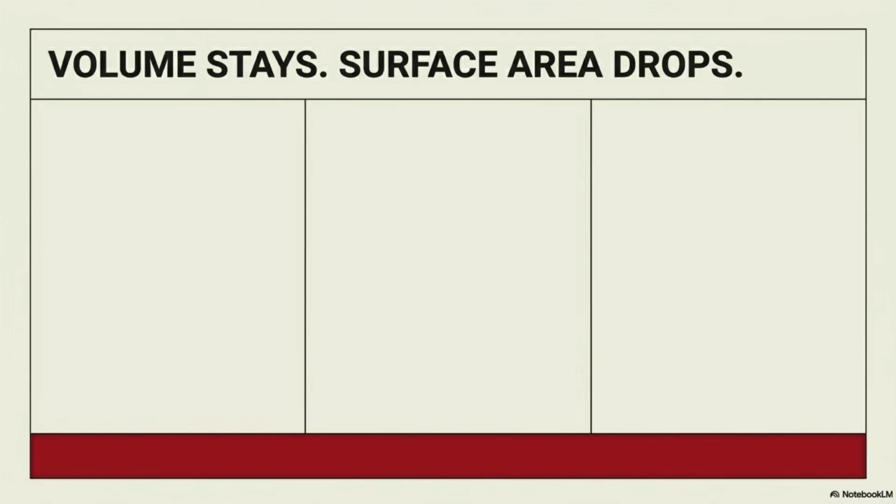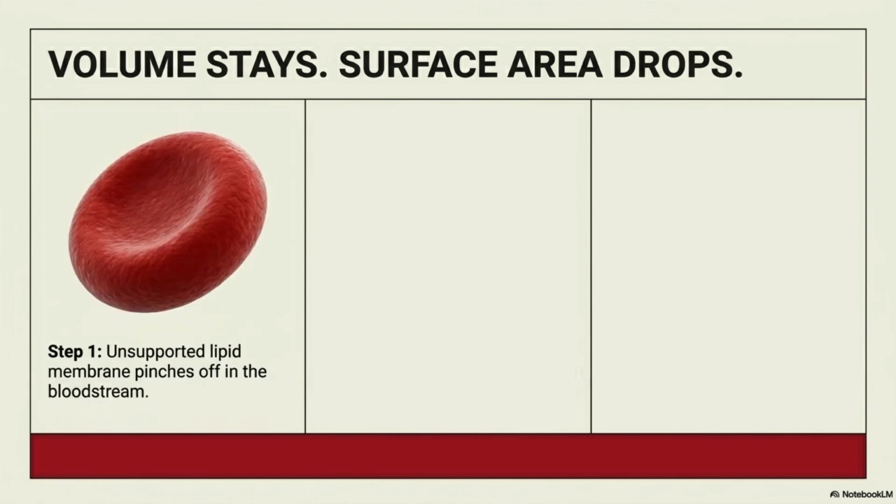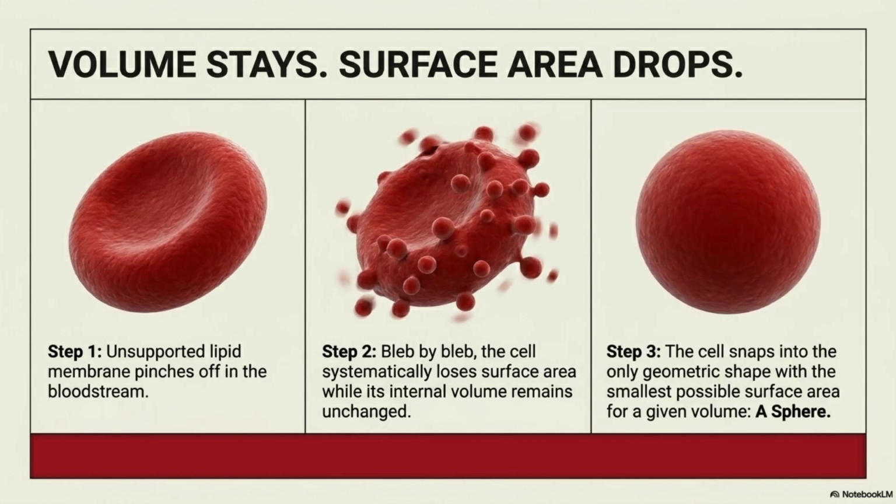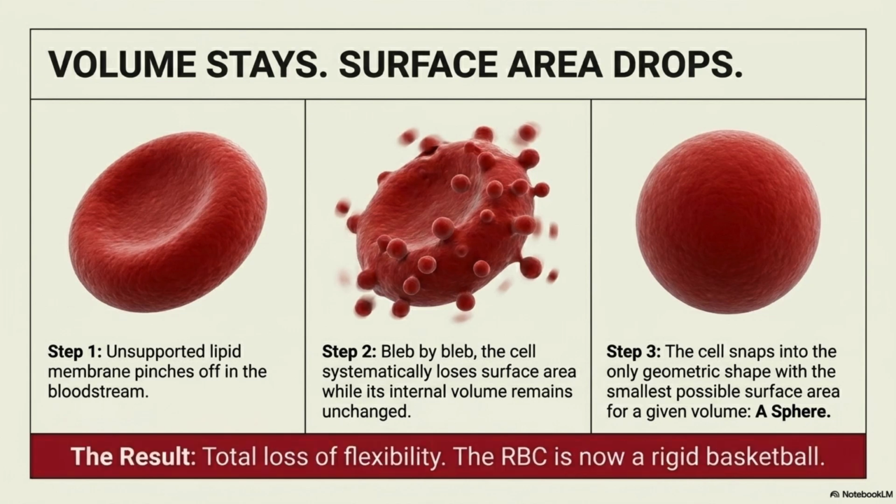So what happens? The volume stays, but the surface area drops. In step 1, the unsupported lipid membrane pinches off in the bloodstream. In step 2, bleb by bleb, the cell systematically loses surface area while its internal volume remains unchanged. In step 3, the cell snaps into the only geometric shape with the smallest possible surface area for a given volume, a sphere. The result is a total loss of flexibility. The RBC is now a rigid basketball.